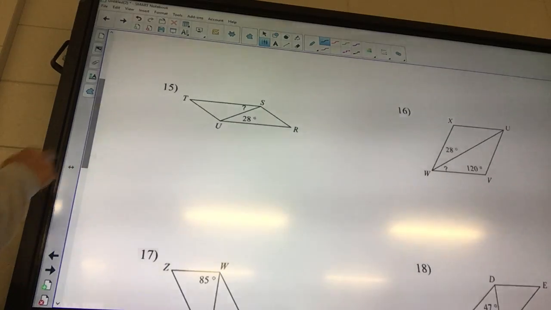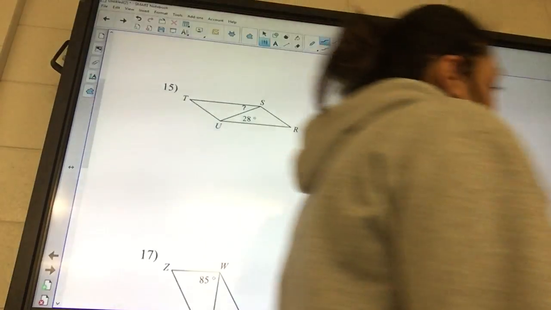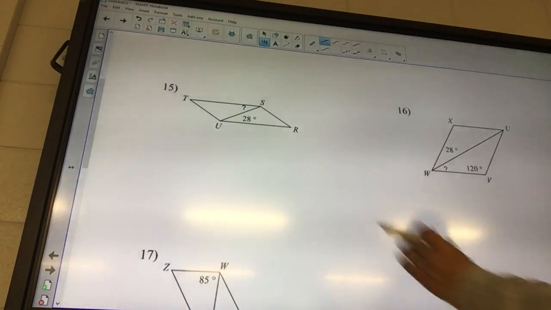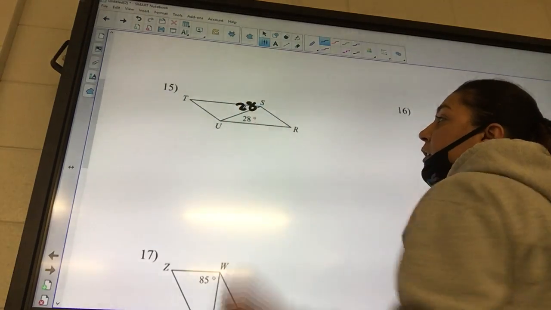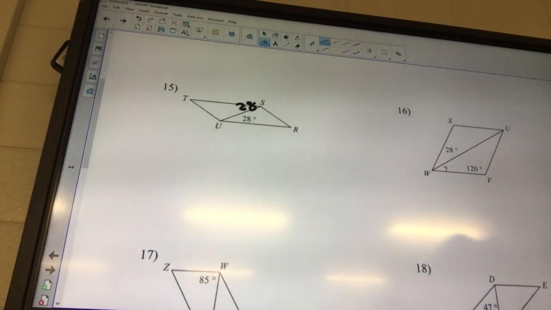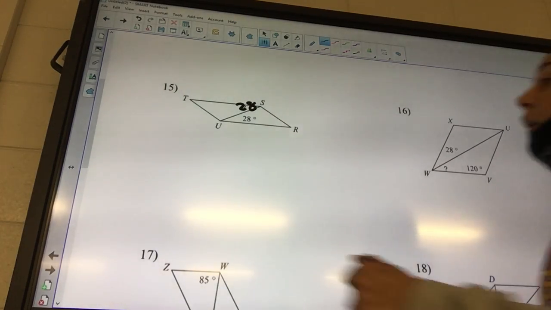Okay, look at 15. Is that opposite? Yes. Okay, it's opposite, and it's on the other side. So this one is also going to be 28. Chances are, if it only has one number, it's probably the opposite, but that's not entirely true. Okay.